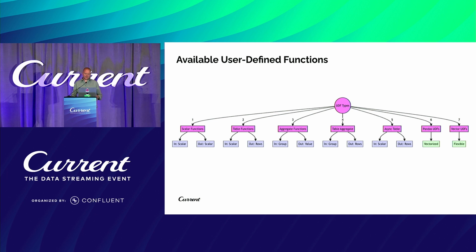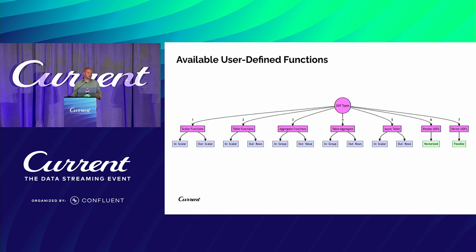And an async table is quite similar to a table function, but it supports asynchronous operations. This is quite typically used when you actually want to enrich your stream with information from an external source, like a REST endpoint, a JDBC call, or something like that.